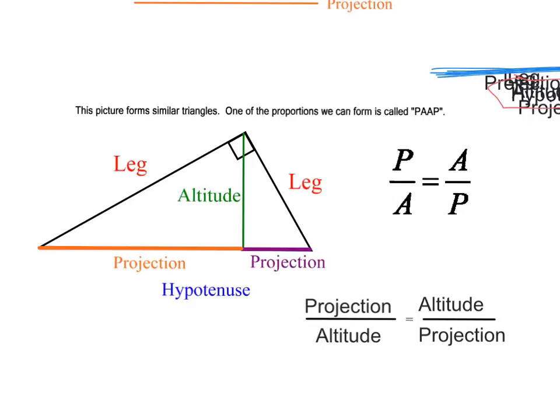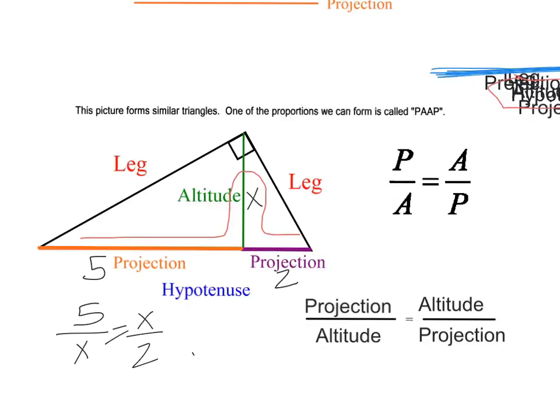So what's going to happen in a second is I'm going to give you some numbers. Let's say a number here, that this is 5, and that this is 2, and my altitude is x, and ask you to find x. So the way that we would do that is we would write a proportion based on the fact that the Pap proportion comes from projection over altitude equals altitude over projection. So seeing that, we would write 5 over x equals x over 2. When I cross multiply, I get x squared equals 10, and x is equal to radical 10.